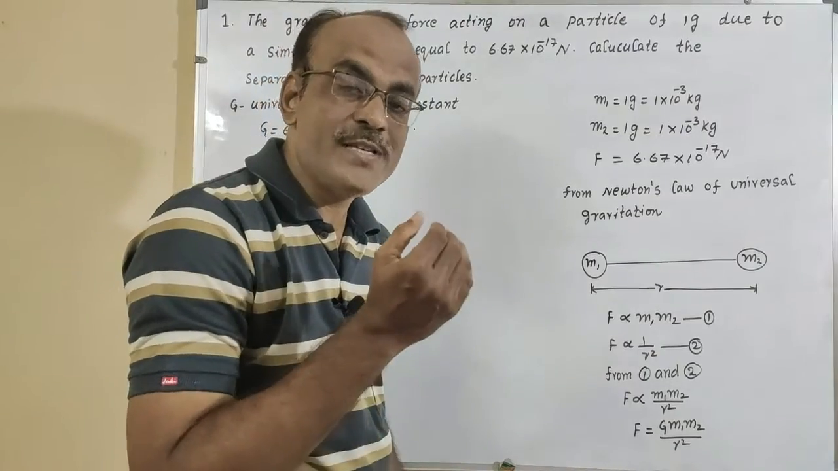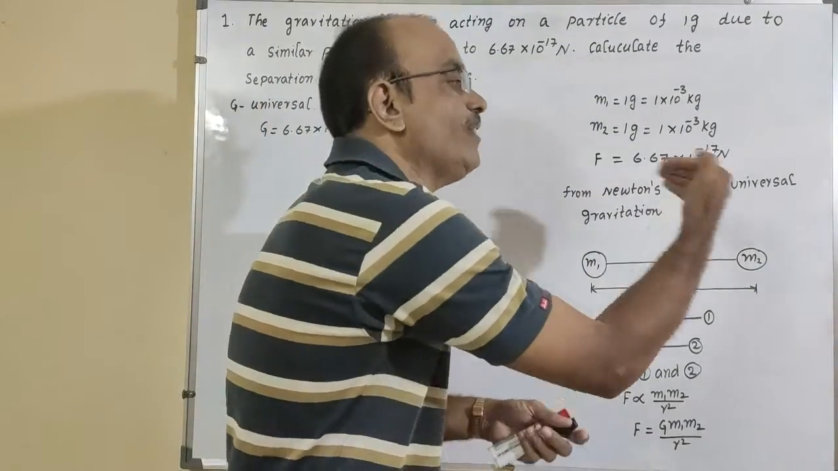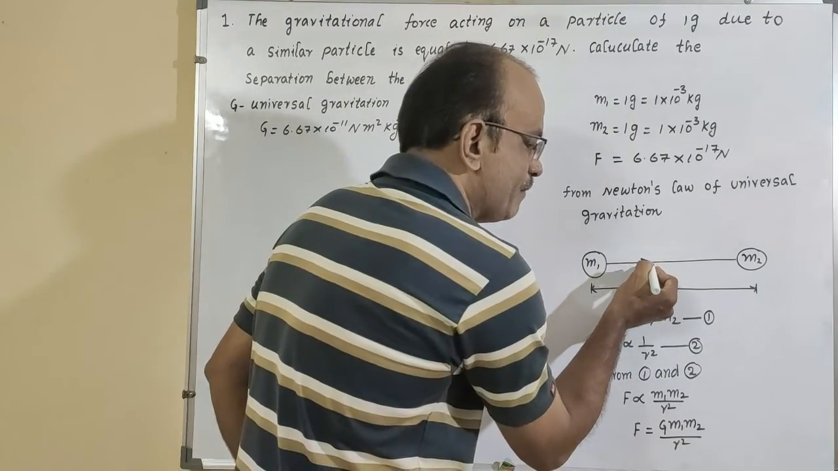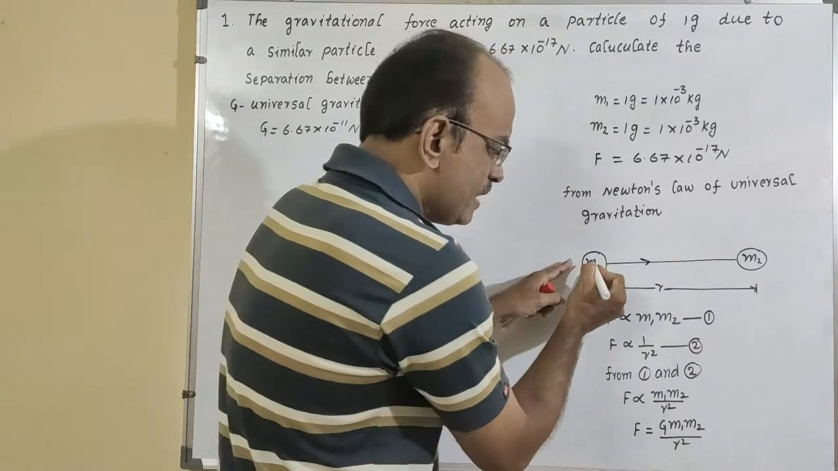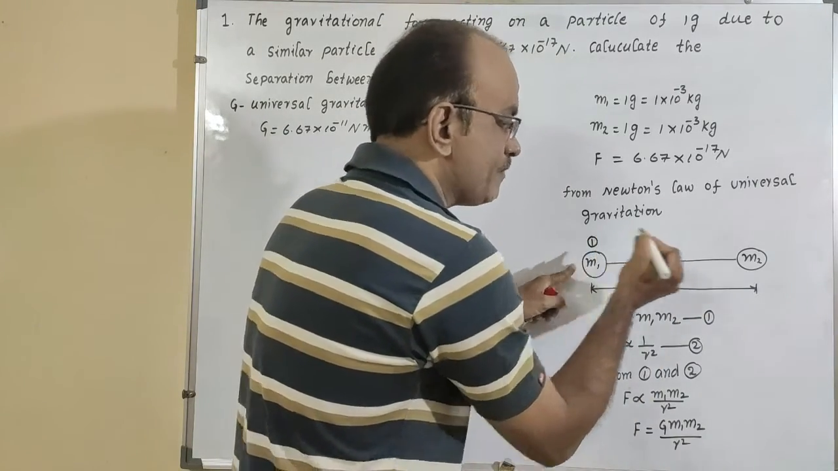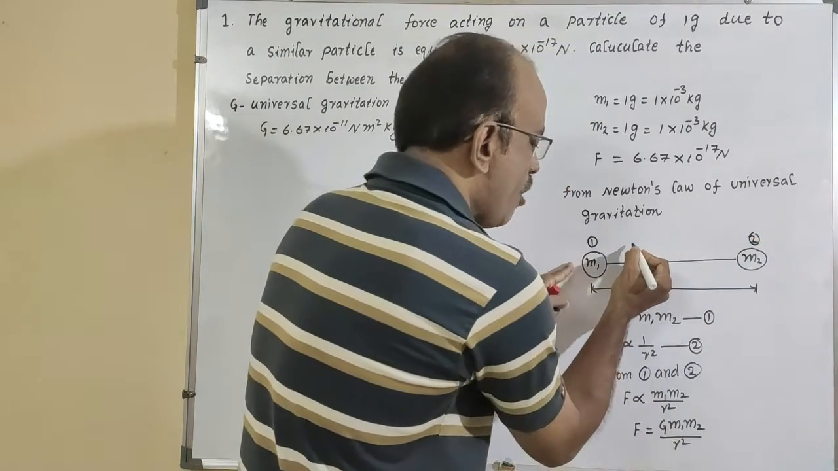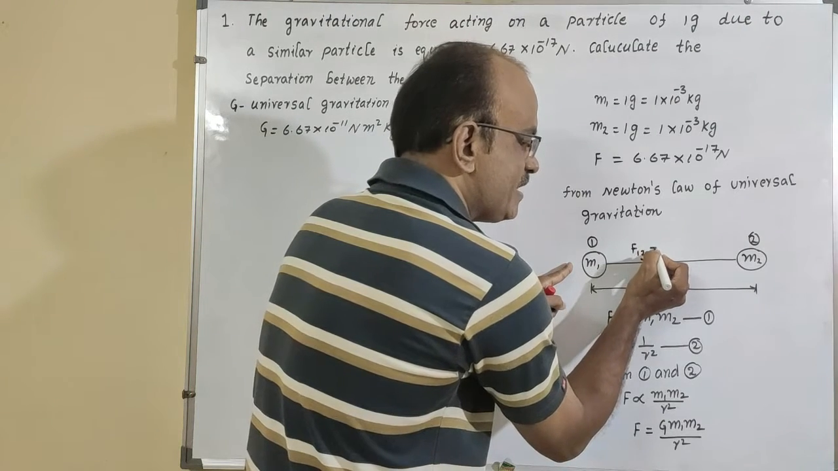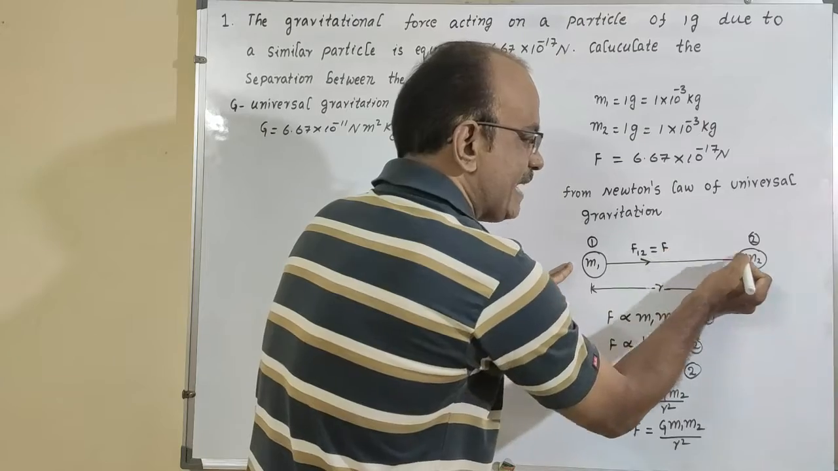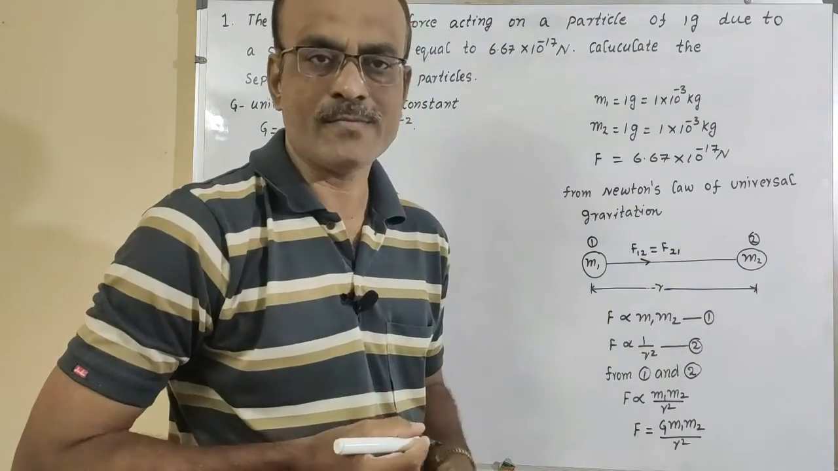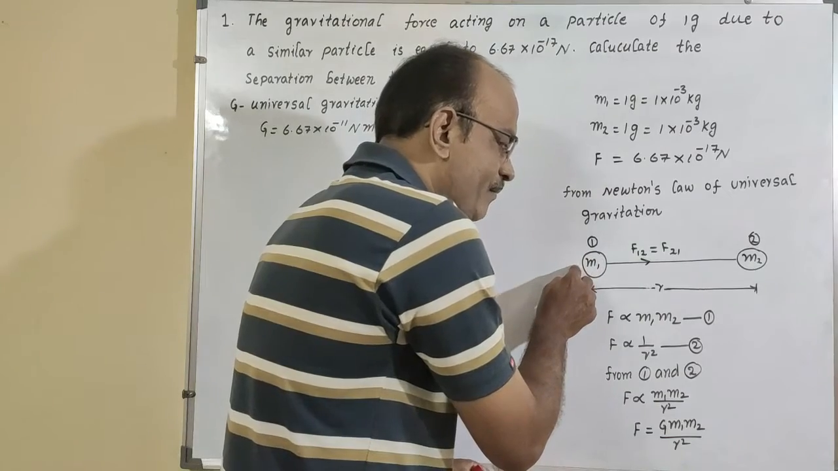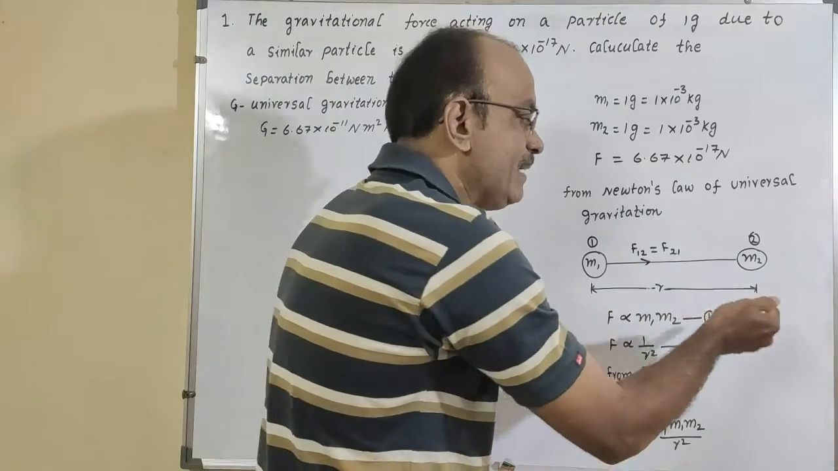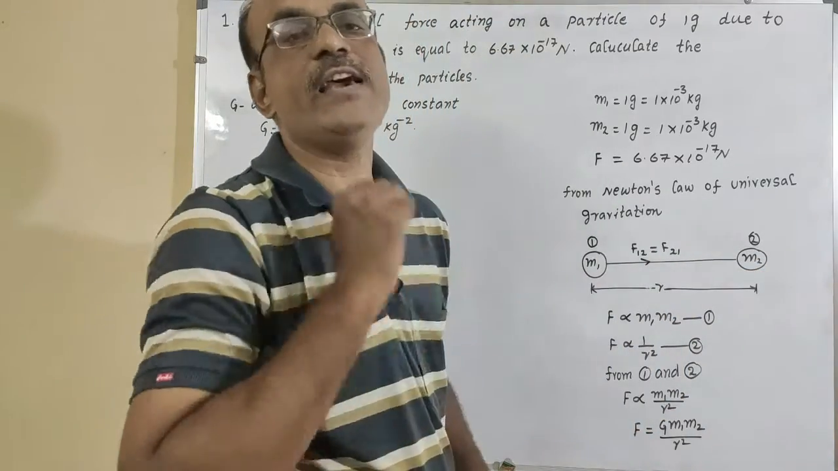And whatever the force acting by one particle on the other, that must be acting along the line joining them. Suppose this is particle 1, this is particle 2. The force acting by particle 1 on 2 is equal to the force acting by particle 2 on 1. This is very, very important.